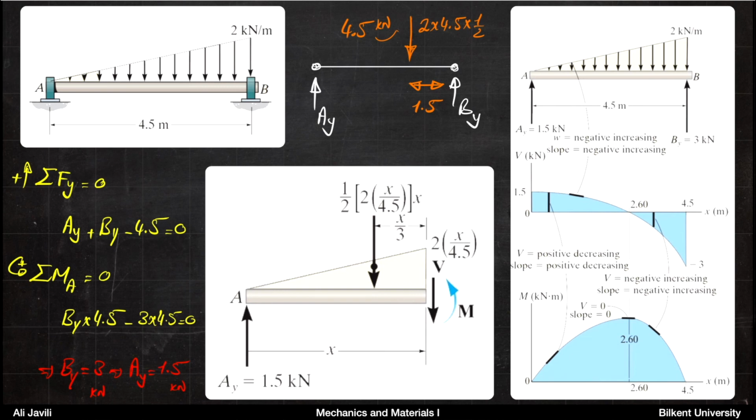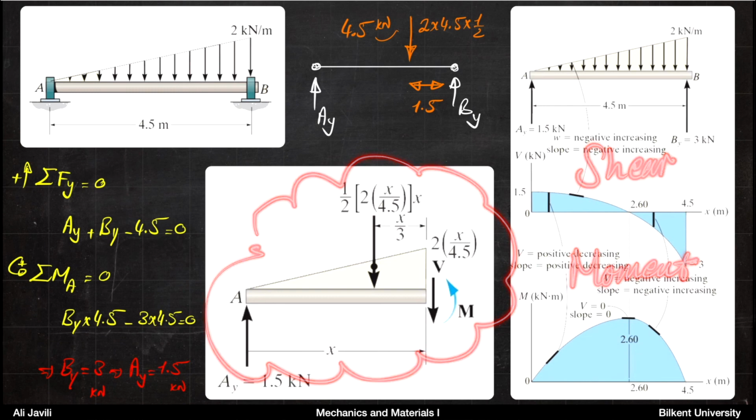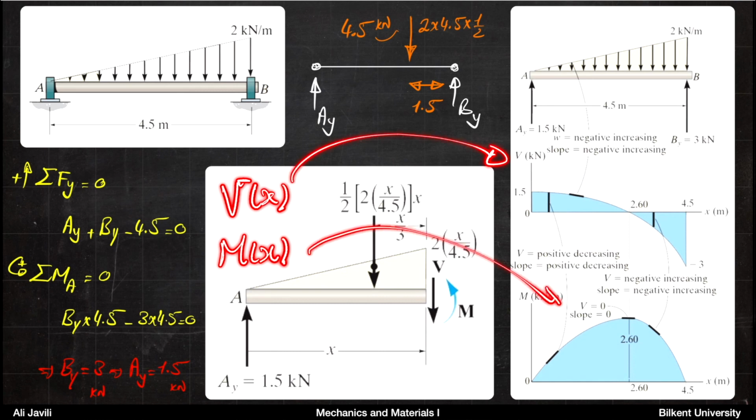Again, this is now your shear diagram, and this is your moment diagram using our graphical approach, but you could have alternatively used what we had done before. You could have calculated exactly V as a function of X, M as a function of X, and then draw them. And you would end up with the same graphs.